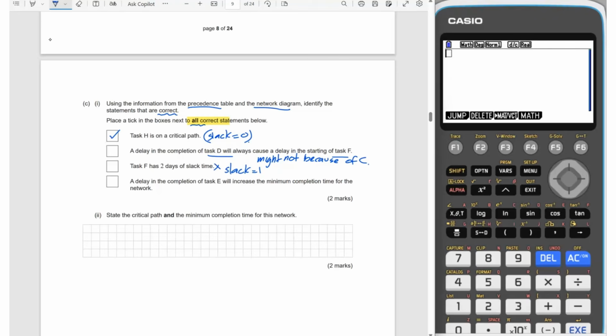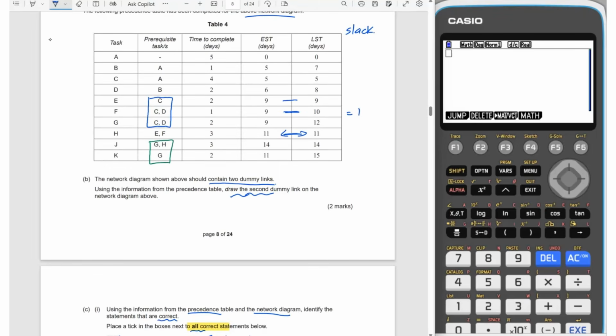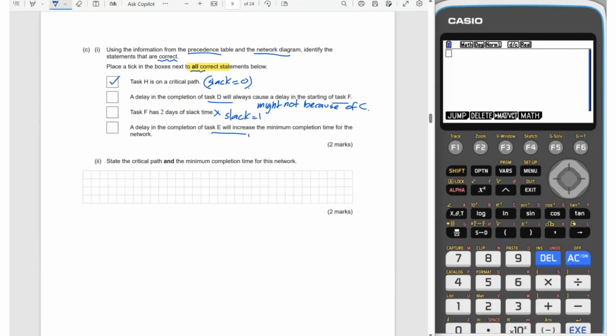And a delay in the completion of task E will increase the minimum completion time for the network. So if we go to E, again, we're looking for here, and they've got a slack time of 0, which means it's on the critical path, which means that yes, it is going to be true. Yes, because it's on the critical path.